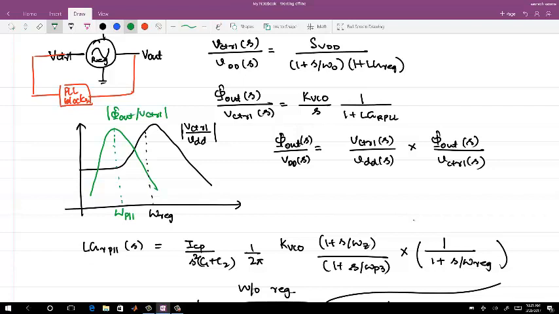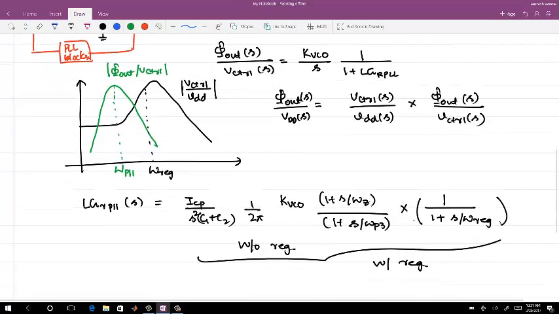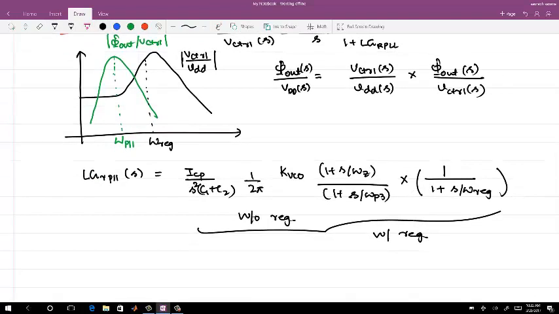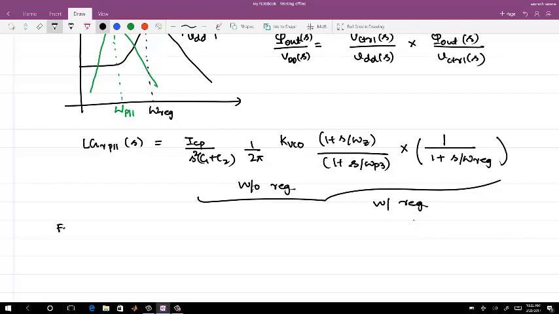Now the question which I may ask is, given the picture with omega PLL and omega regulation, in order to have a better PSRR, what should be the relation between omega PLL and omega regulator? So for better PSRR, omega regulator should be greater than omega PLL.